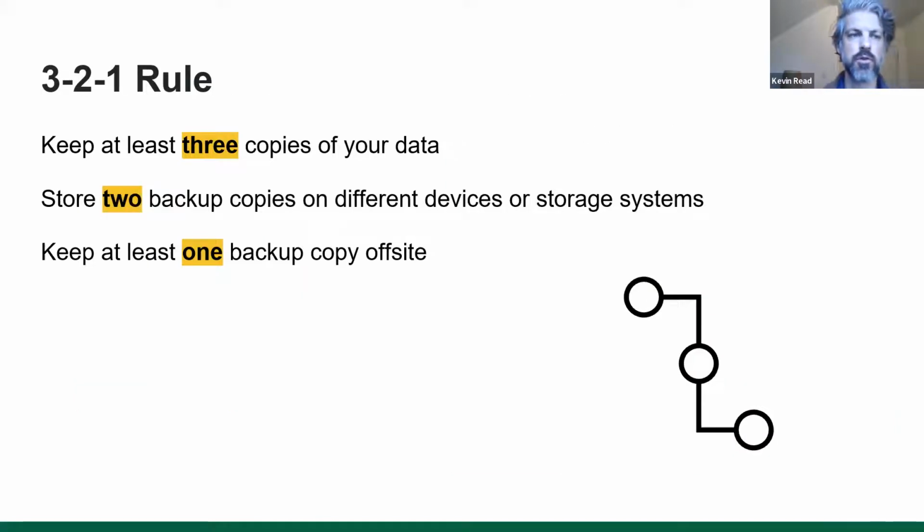There's also the 3-2-1 rule. So keep at least 3 copies of your data, store 2 backup copies on different devices or storage systems, and keep at least 1 backup copy offsite. So why might I want to keep more than 1 copy or keep a copy offsite? In the chat, anyone want to share why they might do that?